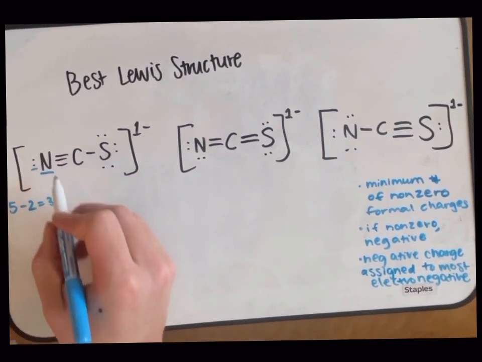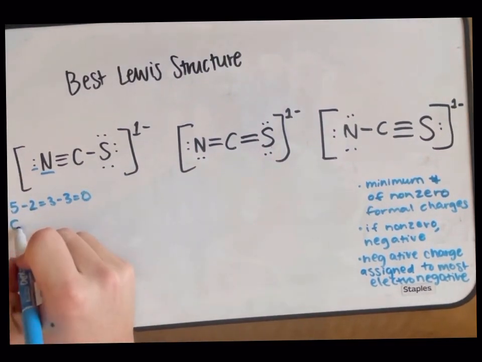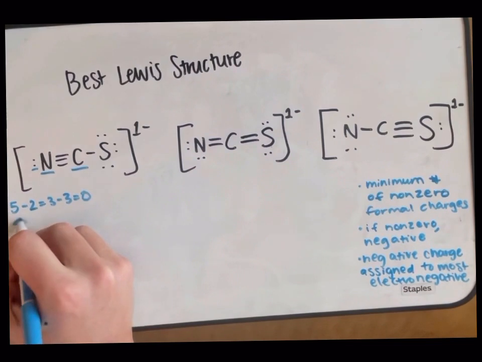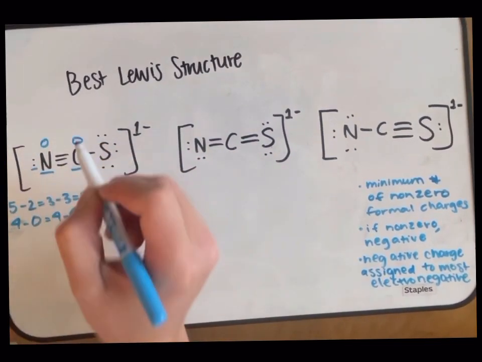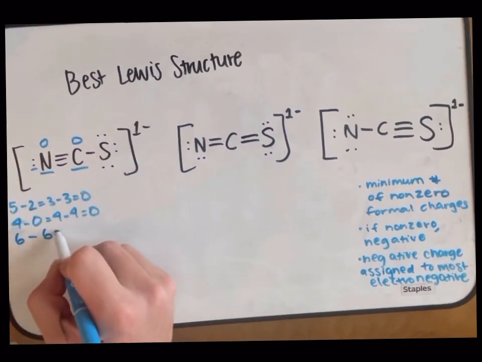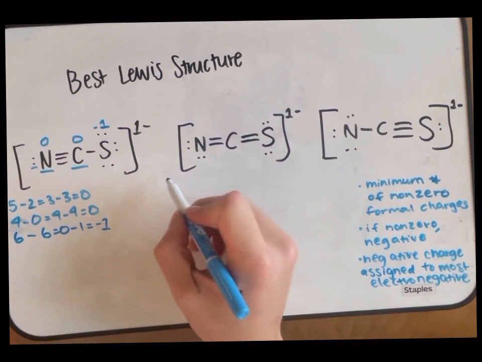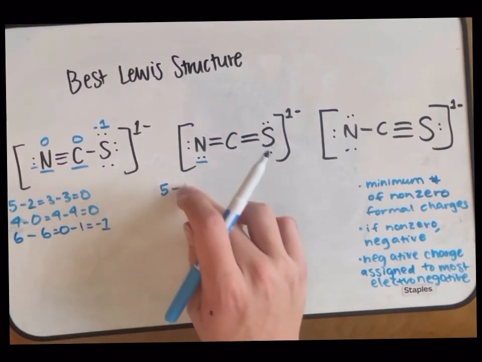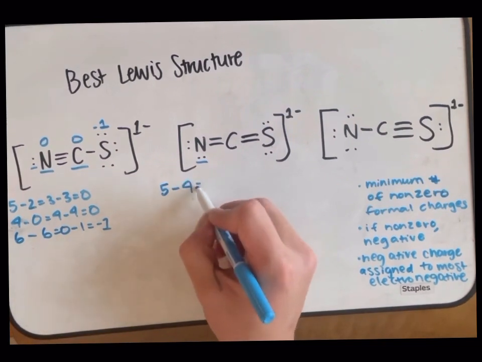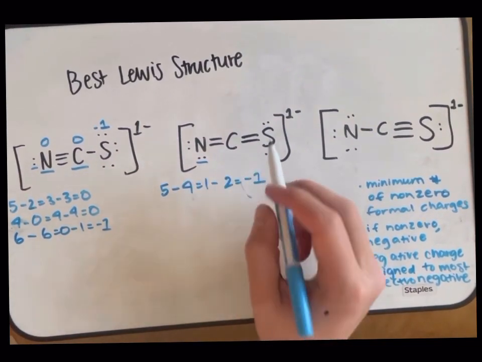So we're going to find the formal charges of every single atom here. So we know that N has 5 valence electrons minus 2 lone pairs subtracted by the amount of bonded pairs, which gives us 0 for both N and C. And then we see S has a -1 charge. We see the total charges of N, C, and S equal the charge in the top right corner of the brackets.